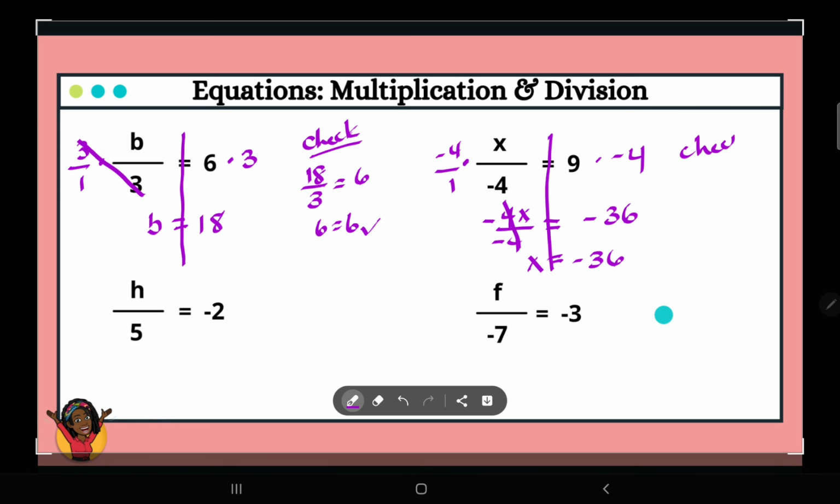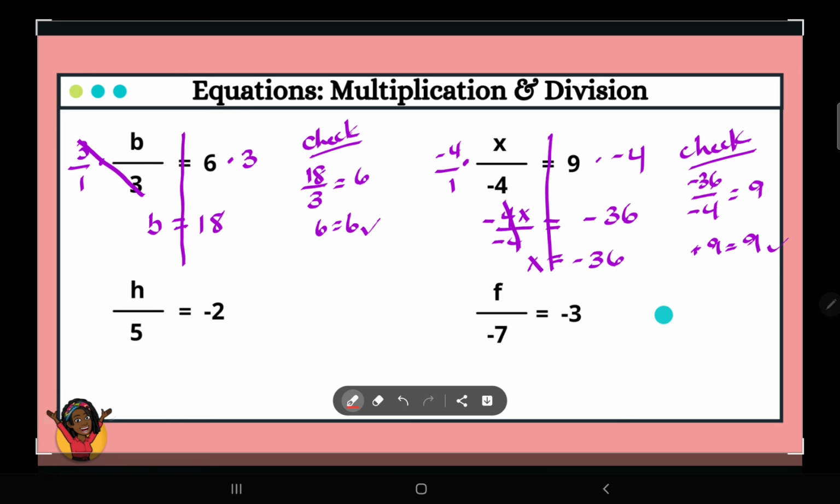Let's do a check by substituting it back in. Negative 36 divided by negative 4. I have two negatives, so my answer will be a positive. 36 divided by 4 is a positive 9. It's balanced on both sides.